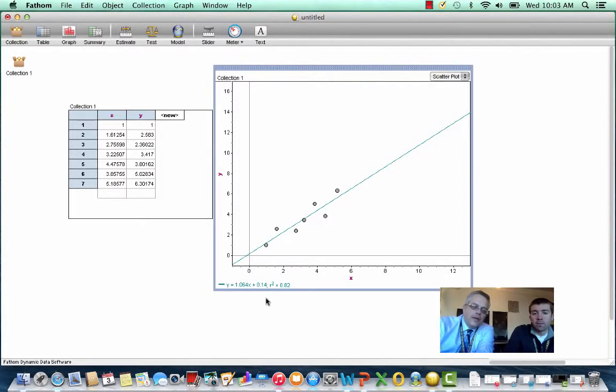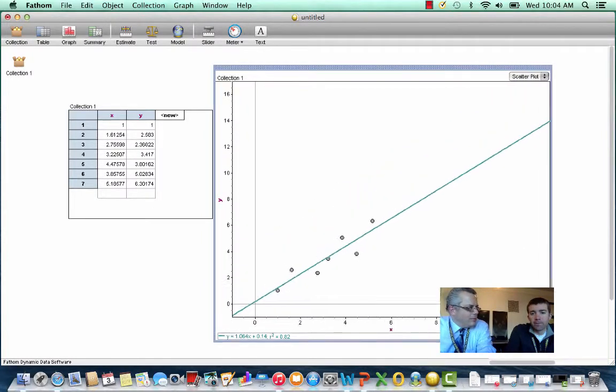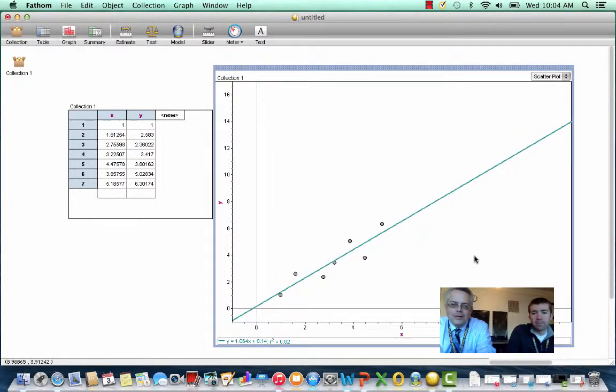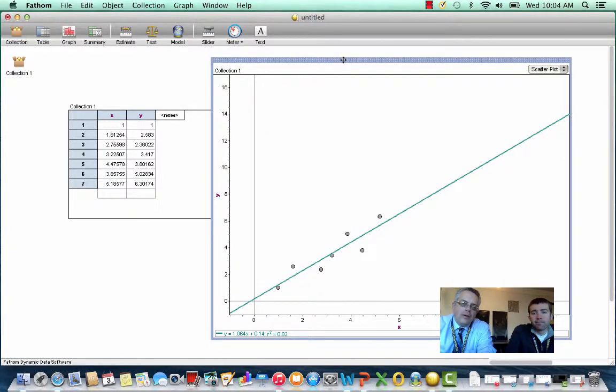It's kind of hard to read, but way at the bottom we have the slope. The initial slope is about 1.06, and the y-intercept is 1.6. Then the correlation r squared is 0.82. We're interested in how much the outlier influences the slope and the correlation. Let's start by moving one of the points so that it has a high residual.